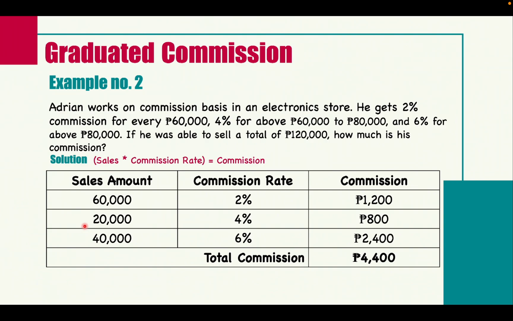Okay po? Now, after you have determined your sales amount and then the commission rate, that's when you multiply everything for the commission. So 60,000 times 2% or 0.02 is 1,200. 20,000 times 0.04, that is 800. And then 40,000 times 0.06, that is 2,400. In total, Adrian will get a total commission of 4,400 pesos. Okay?